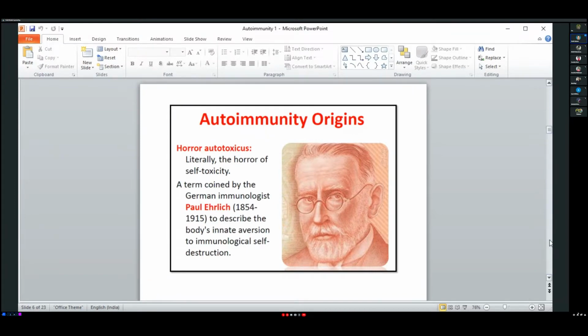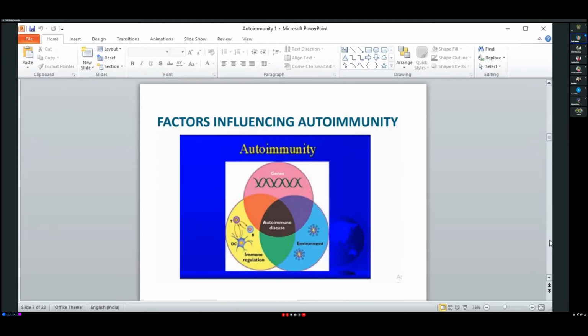This gentleman, Paul Ehrlich, for the first time observed this and he named it horror autotoxicus, meaning horror of self toxicity. This great German scientist, immunologist Paul Ehrlich, in the late 1890s, discovered or understood for the first time the process of autoimmunity.